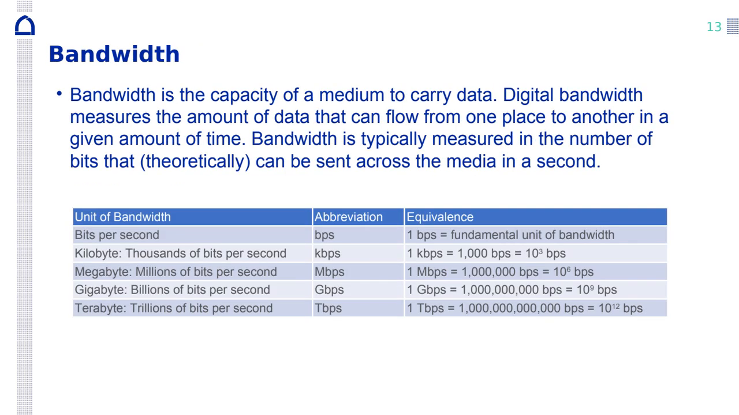Bandwidth, what is bandwidth? Is the capacity of a medium to carry data. Okay. And digital bandwidth measures the amount of data that can flow from one place to another. And the unit for bandwidth is bits per second. And these are the different units. BPS, bits per second. MBPS, megabits per second, meaning 1 million bits per second, 1 mega. 1 giga means 1000 mega.